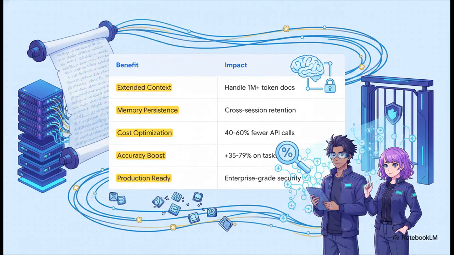But wait, there's more. It's not just about being more accurate. This whole approach lets you tackle documents with over 1 million tokens. It gives the model a persistent memory that can last across different conversations. It saves you a ton of money on API calls, like 40 to 60% less, because the calls are smaller and more targeted. And it's built to be enterprise-ready, with real security baked in from the start.